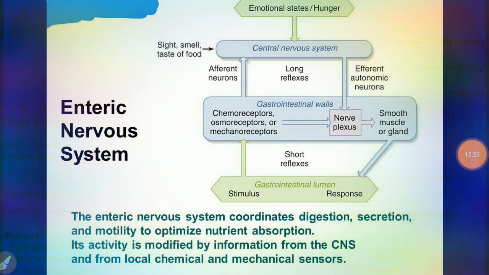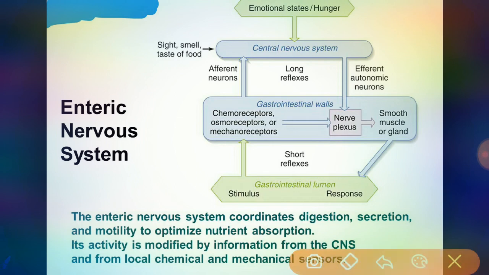This slide also shows you the enteric nervous system. See here, emotional states or hunger, whatever the status, also lead to the central nervous system. Like the sight, the smell, or any type of taste of the food. See here, we can see the neurons. We have discussed the sensory neurons, interneurons and the motor neurons.